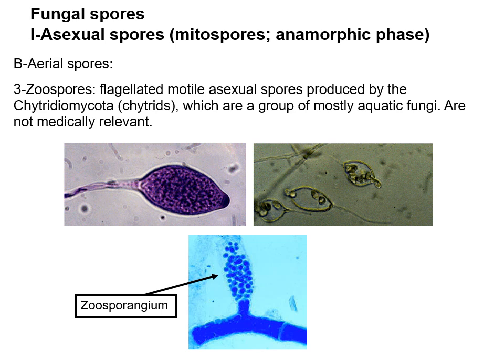The third type of aerial spores is the zoospore, and this is not relevant medically to us. These agents, the chytrids that have these zoospores, do not infect humans. They are aquatic fungi that may infect amphibians. So the motile asexual spore, the zoospore, is found in a zoosporangium, and they are again not medically relevant to us.